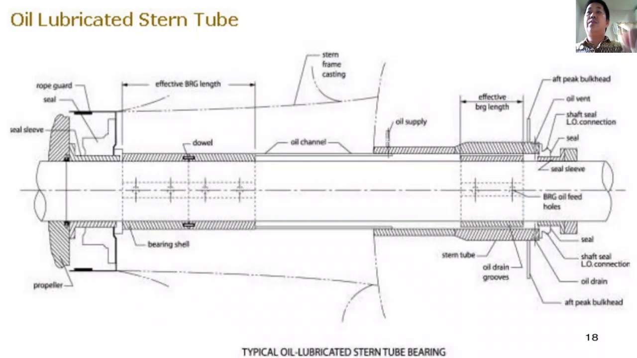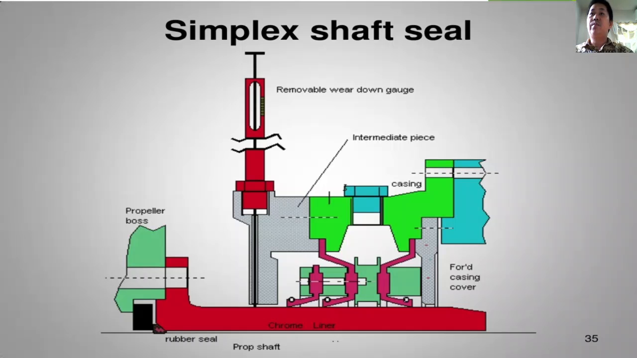I'll proceed. Here we have the oil lubricated stern tube, a typical oil lubricated stern tube bearing. This is your stern tube, and this is your bearing shield. This is the construction of the oil lubricated stern tube. We also have simplex. There are a lot of types of stern tube systems. Simplex shaft seal.